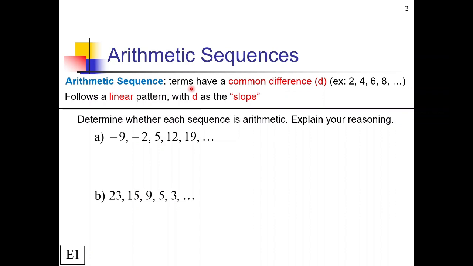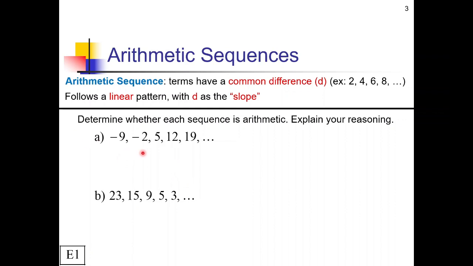So with all this in mind, we're going to try to figure out whether these sequences are arithmetic or not. And really it all comes down to whether or not they have this common difference. So with that in mind, pause the video and see if you can use that to get to the bottom of this mystery.